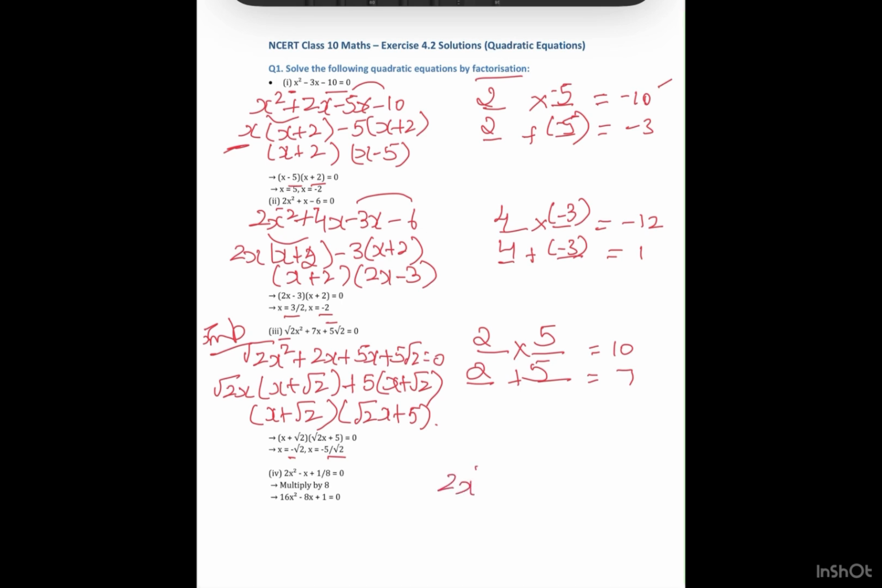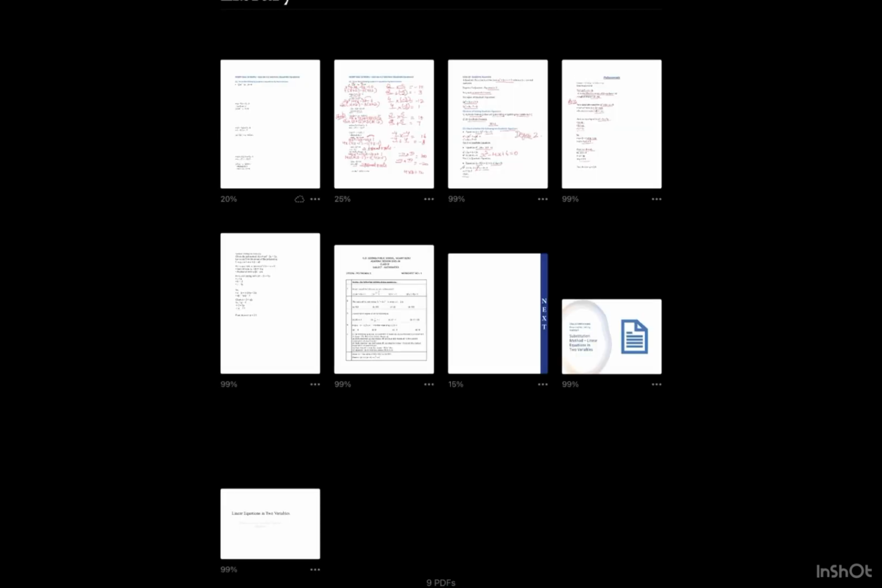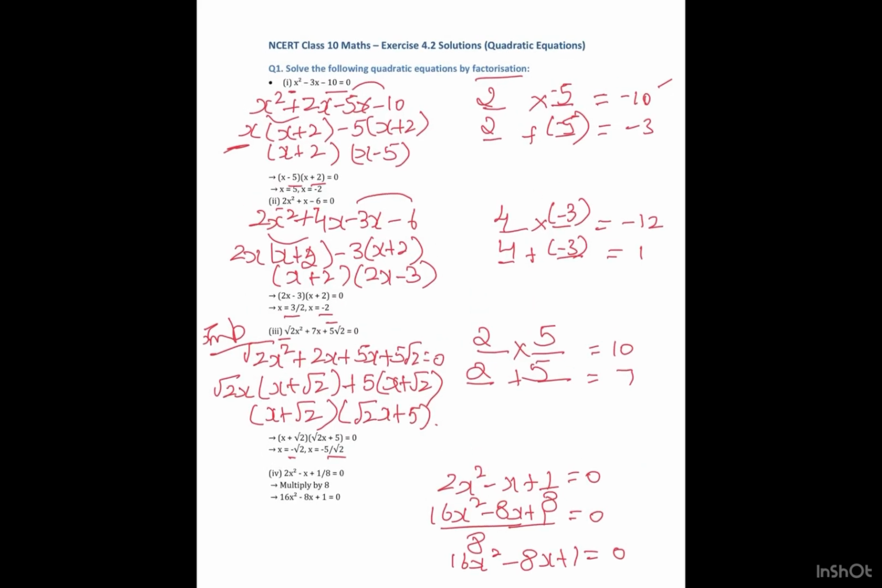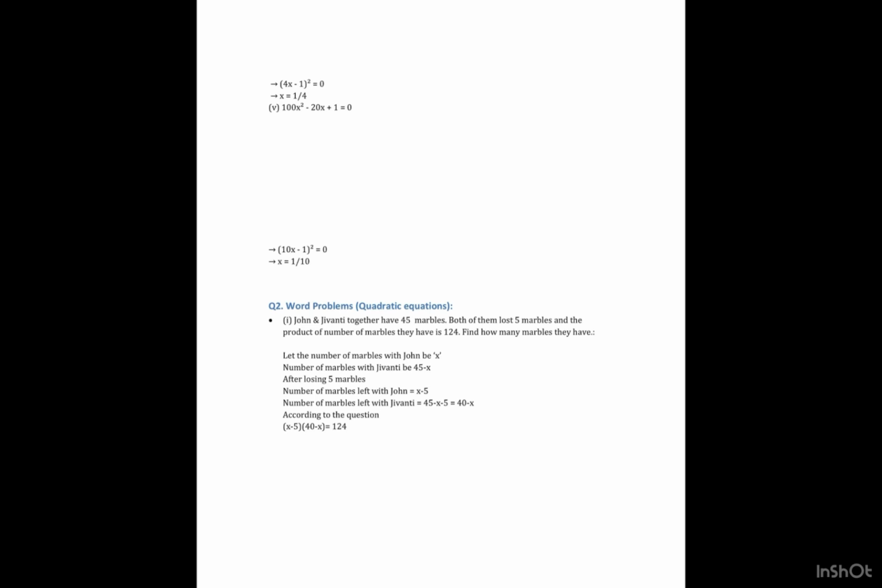Now the fourth part, 2x square minus x plus 1 upon 8 is equal to 0. Either you can multiply the equation by 8, or if you take the LCM, your LCM is going to be 8. So it is 16x square minus 8x plus 1 is equal to 0. When I take 8 on the RHS, it will be multiplied by 0 and it will become 0.